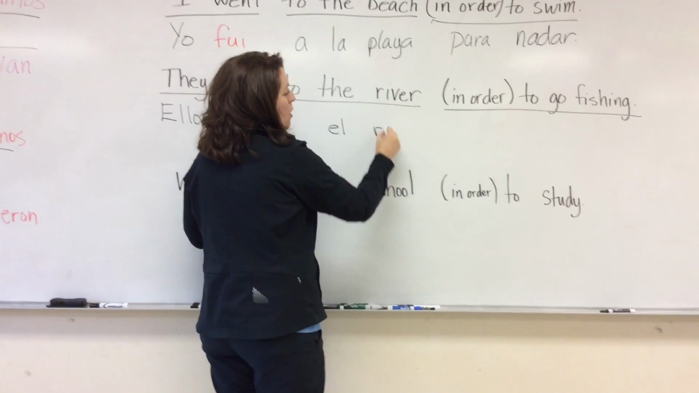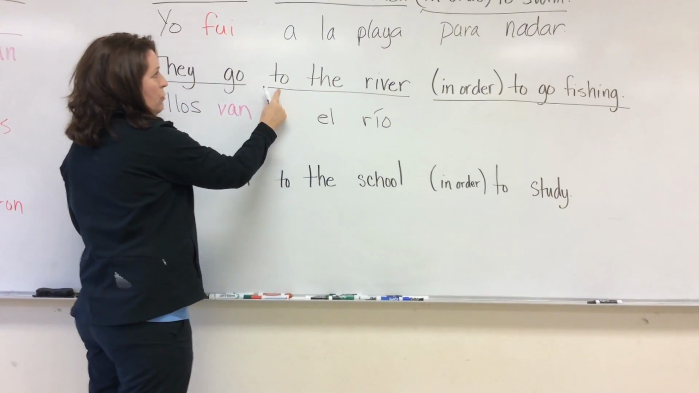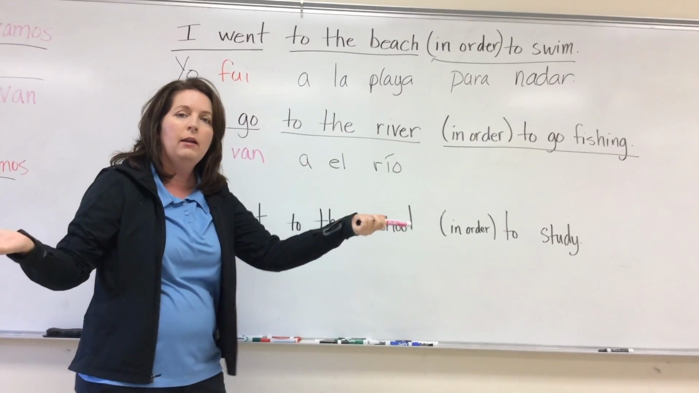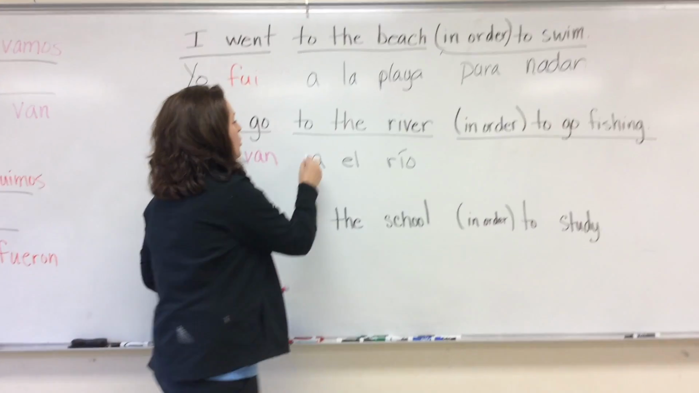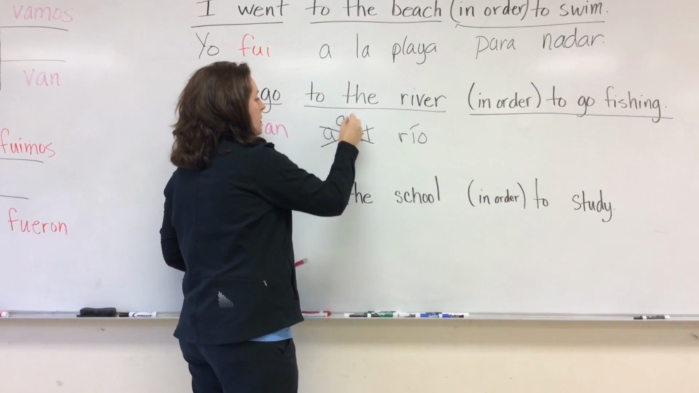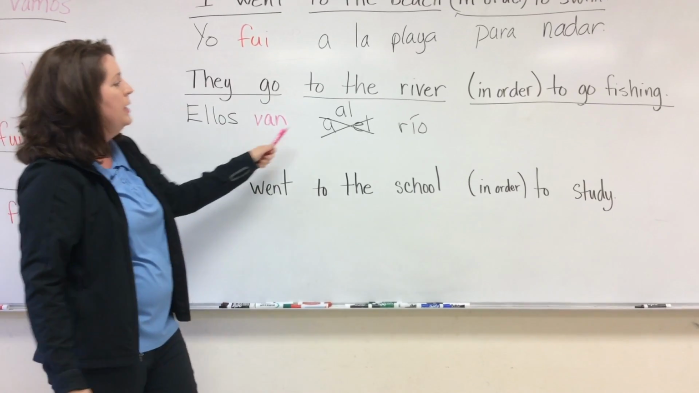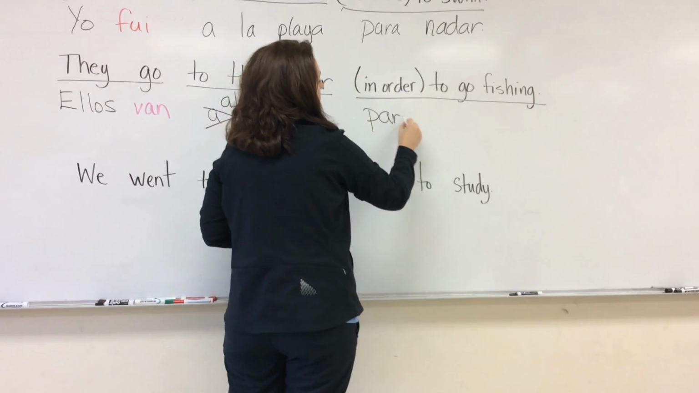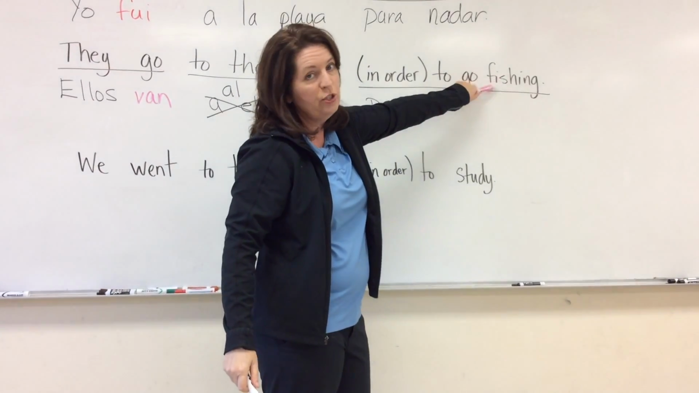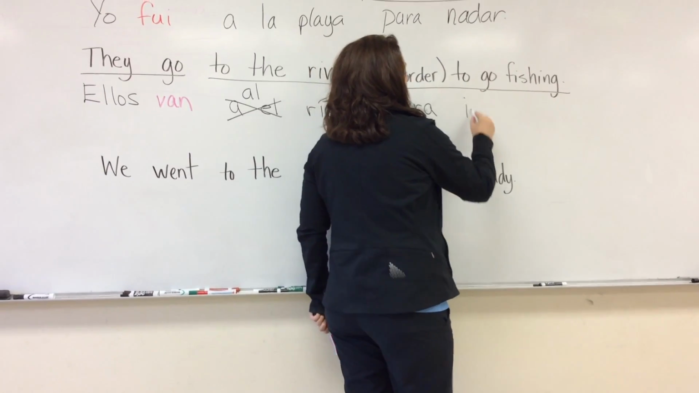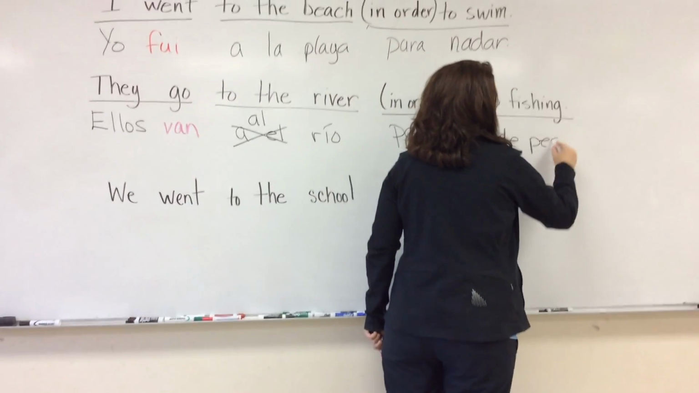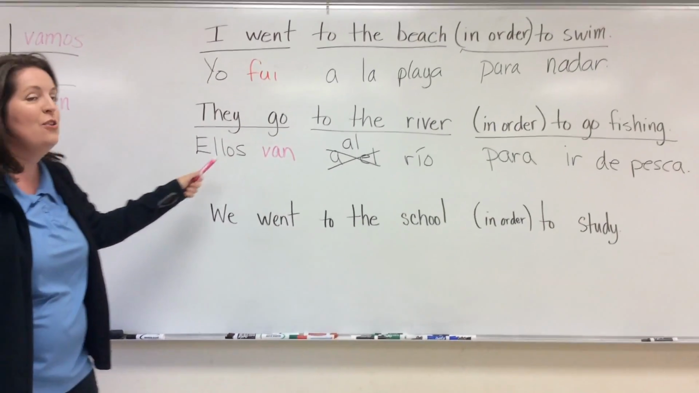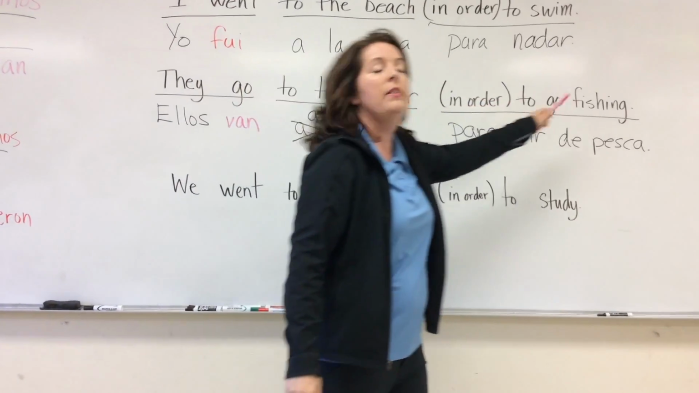El río. How do I say to? A. We're doing this in a process. What do we know about a and el? A and el smashed together to become al. Ellos van al río to go fishing, in order to go fishing. Para. And you're learning these actions. If not, get them in your brain. Ir de pesca. And then you have your complete sentence. Ellos van al río para ir de pesca.